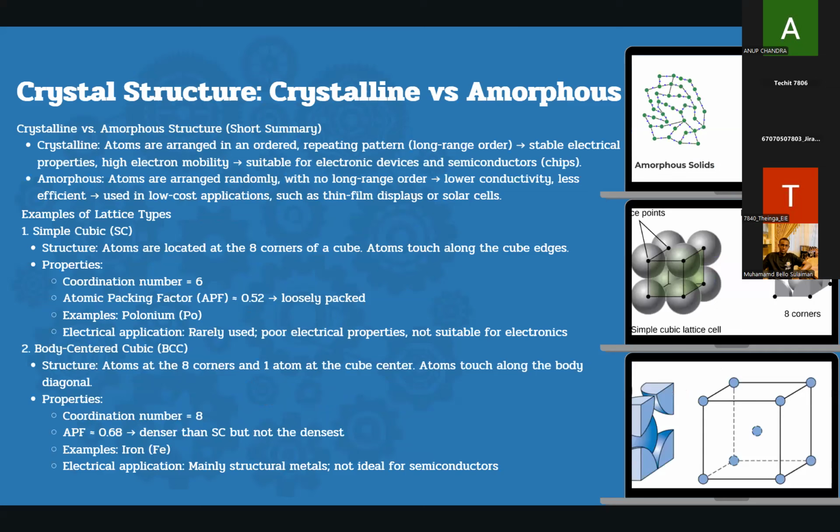So now moving on to crystal structure. Crystalline materials have a very ordered atomic arrangement, which gives electrons a clear path and results in high mobility. Amorphous materials have random atomic arrangements, so electrons scatter more and mobility is lower. That's why crystalline silicon is used for chips, while amorphous silicon is used in cheaper applications like displays and solar panels. Go to the next slide.